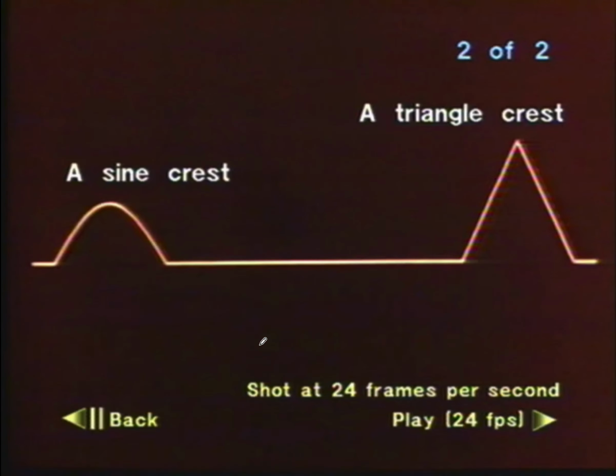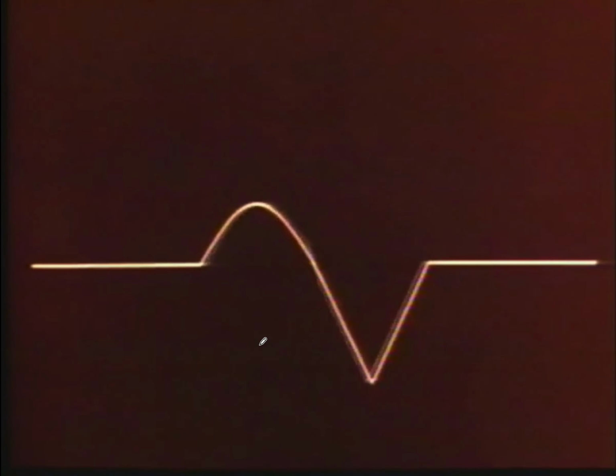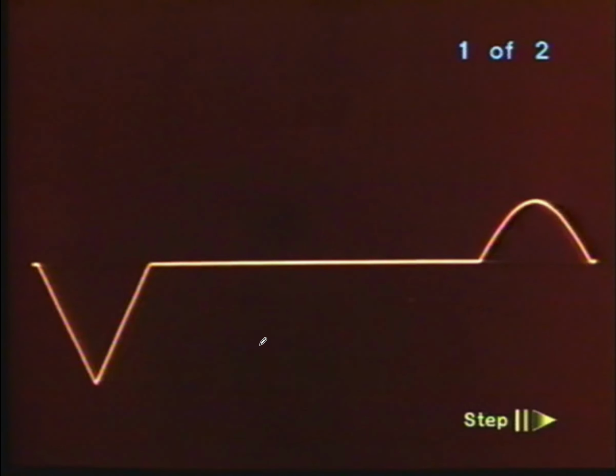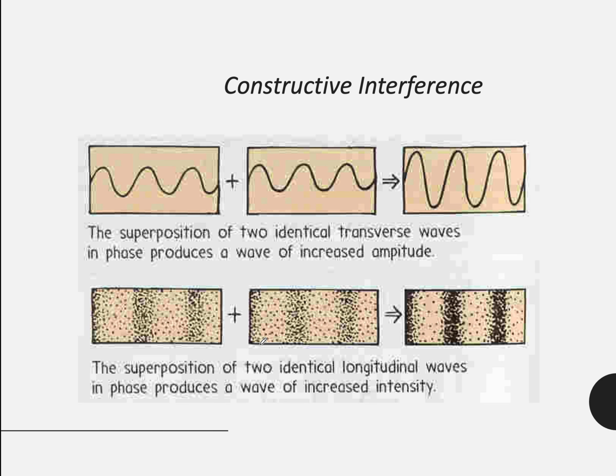Sine and a triangular wave passing through each other. And this triangular trough and a sine crest. Yeah, all of these work. So constructive interference, we've already talked about it. If you've got two waves where the crests line up with each other and the troughs line up with each other, another way of saying that is that they're in phase, you end up producing a new wave that's twice as big, twice the amplitude.